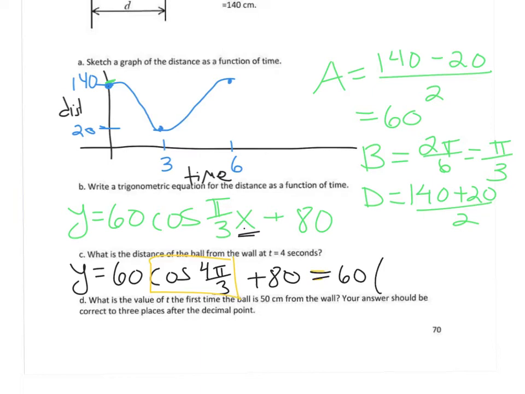So cosine of 4 pi over 3 is -1/2. So this is -30 plus 80. We get 50 centimeters.